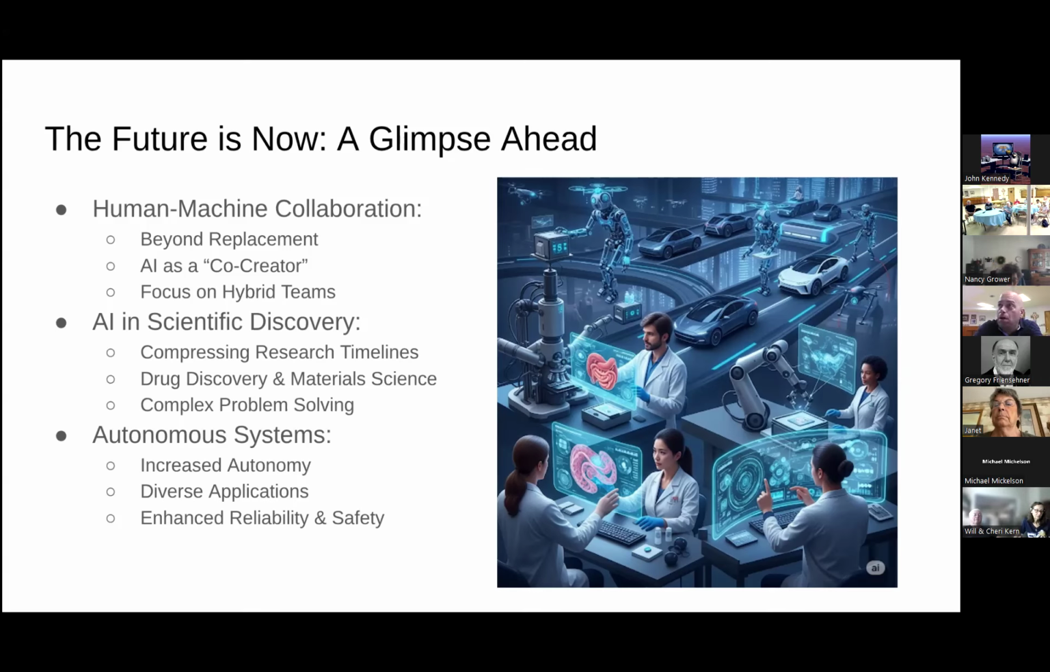Another glimpse ahead is AI and scientific discovery. Research timelines are greatly compressed by AI in many cases. It's revolutionizing scientific research by rapidly analyzing vast data sets. Drug discovery and materials science, AI is already accelerating discovery of new drugs, predicting protein structures, et cetera.